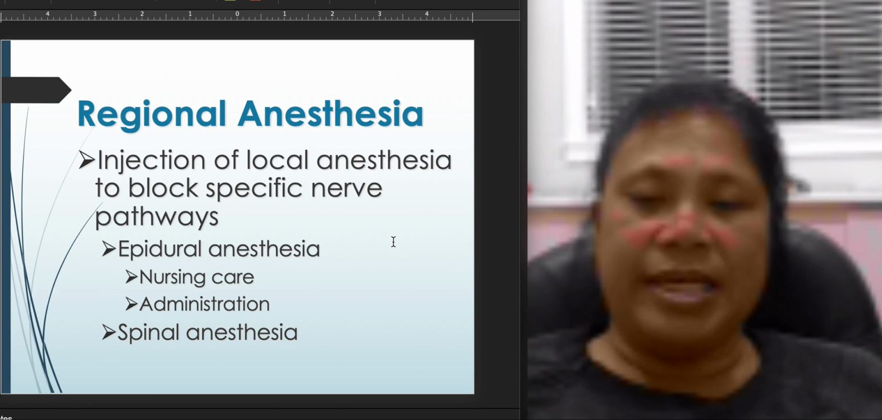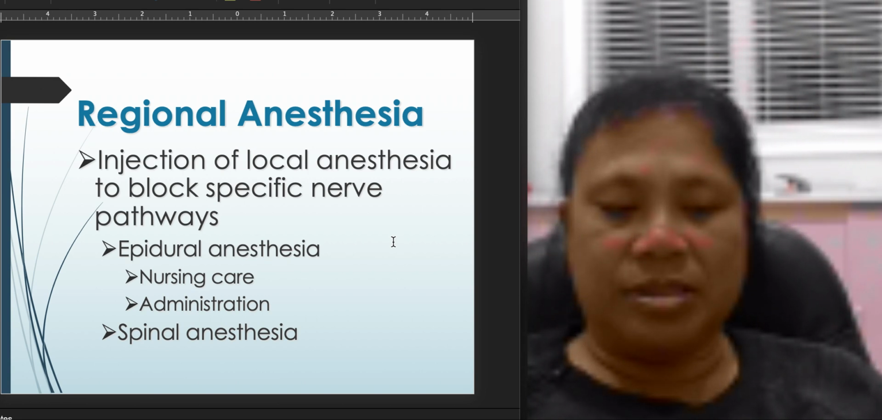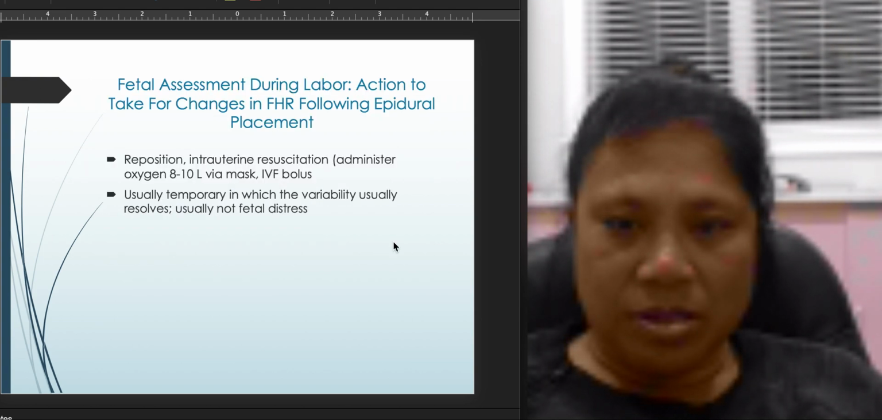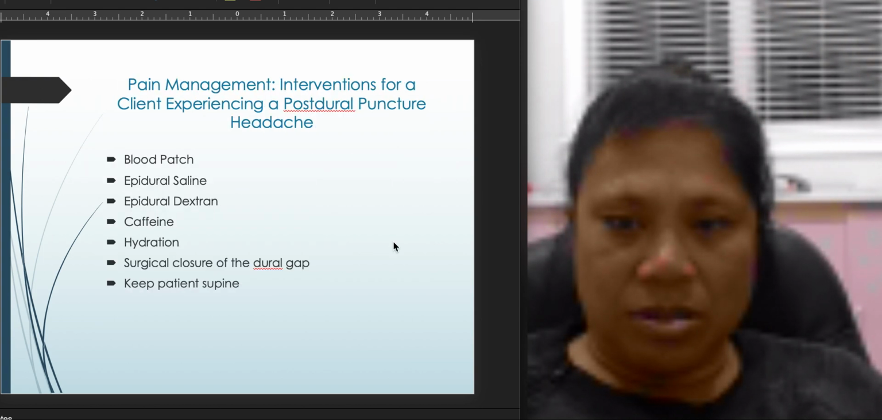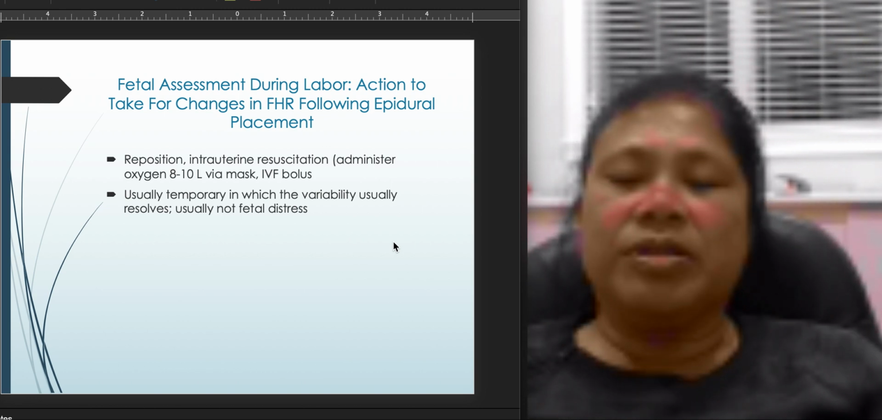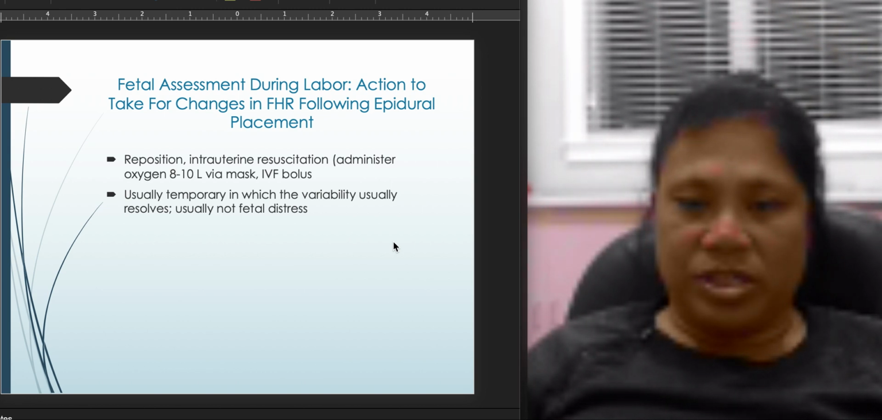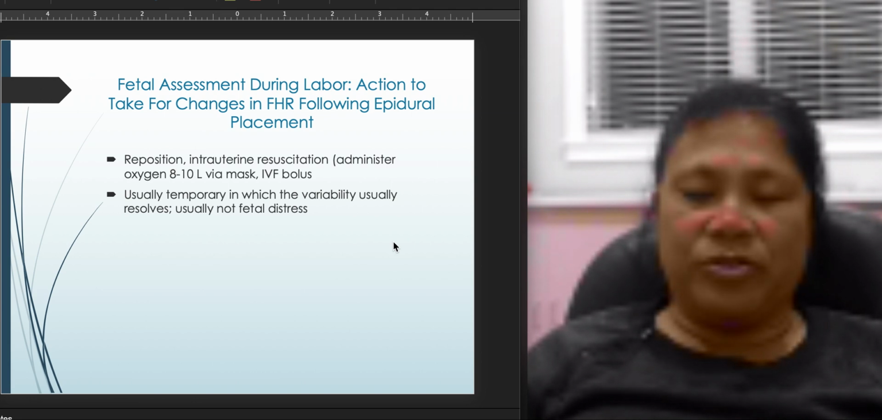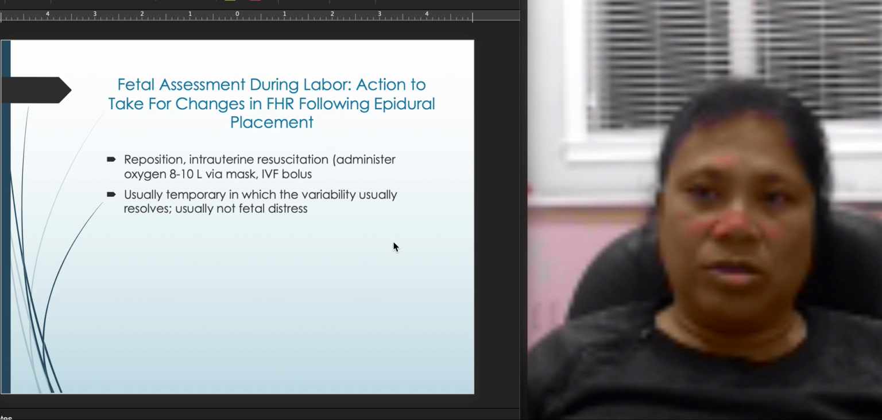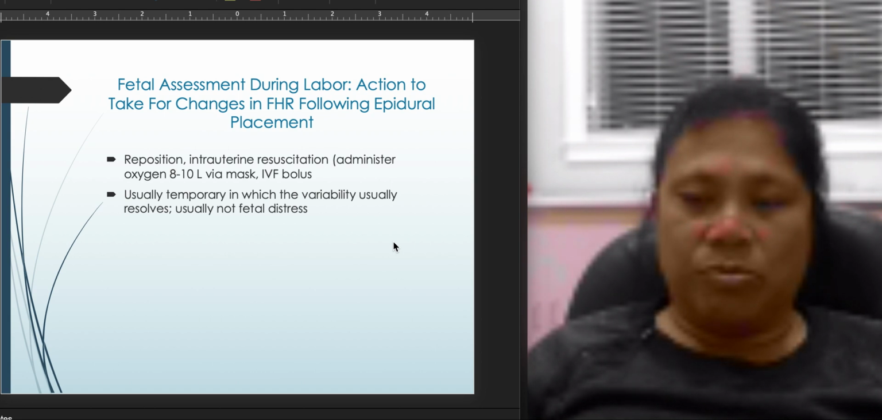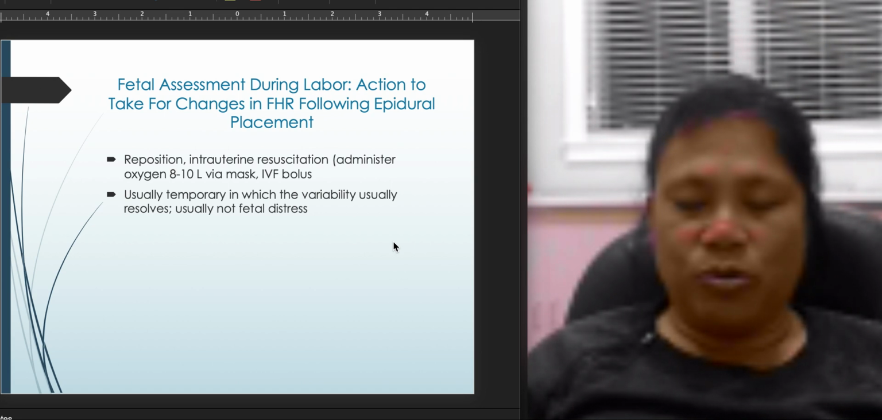Because one of the complications, let me see the next slide. I'm sorry. Here, the next slide. So one of the complications of epidural anesthesia is that the maternal blood pressure could fall. And that's why it's very important for them to have a bolus. So you're going to monitor the blood pressures pretty regularly, according to the hospital protocol.